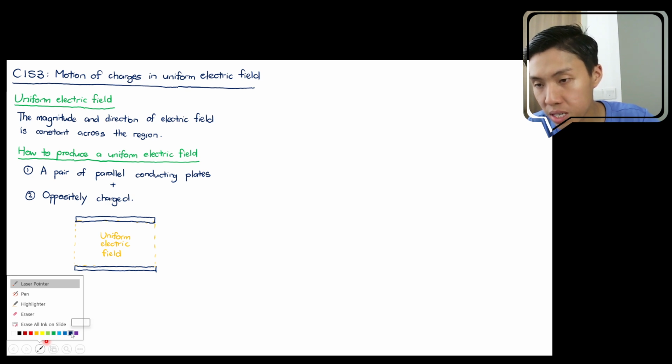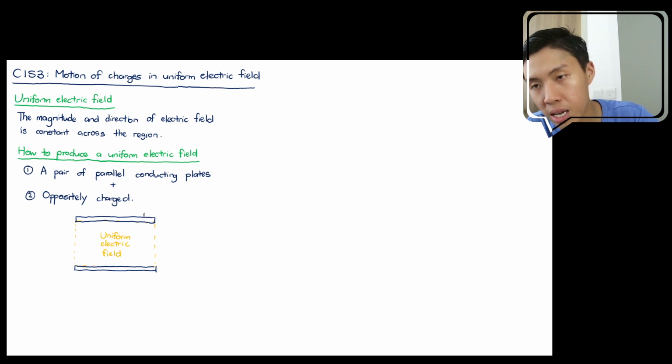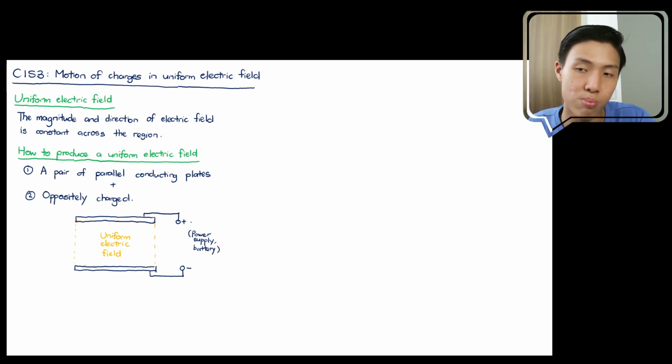So if you want them to be oppositely charged, that means you have to somehow make one plate positive and the other negative. Let's say I'm going to make this plate the positive plate, whereas I'm going to make this plate the negative plate. Okay, so this is the idea of oppositely charged. It can be some kind of power supply, or some kind of battery, or any kind of generator in order to produce this positive terminal and this negative terminal.